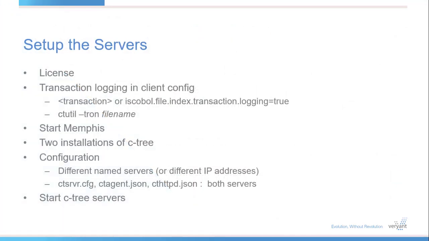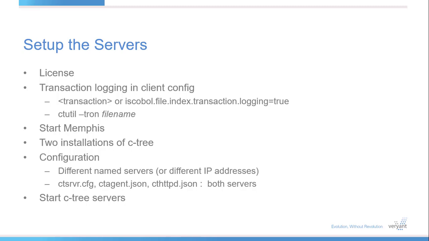Now, each of the servers that you use in data replication must have a c-tree license that is specific for data replication. It has data replication features enabled. Talk to your account manager to get the license. You'll also need to enable transaction logging on all of the files that you want to replicate. For new files, you can add the transaction configuration to your c-tree.conf or your properties file. Existing files can be modified for transaction logging by using cutil's -tron switch.